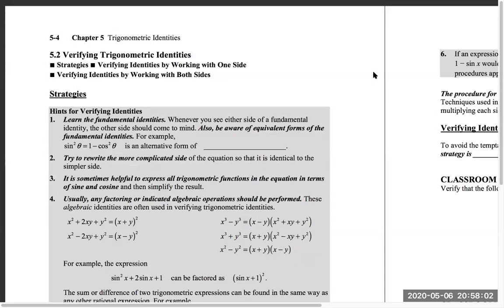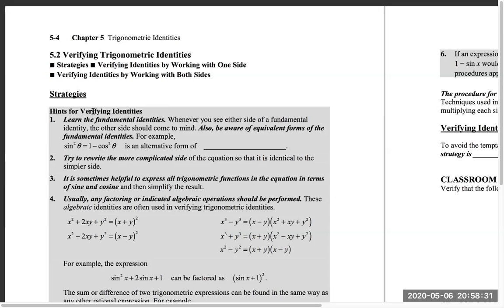Okay, so now we're gonna fill in the 5.2 stuff. In 5.2, we actually start verifying trig identities. Essentially, you're trying to get one side of your equation to look like the other side, but not by using the traditional solve-for method. You're actually just simplifying each side algebraically. So we'll talk about that and see if you can pick up on that.